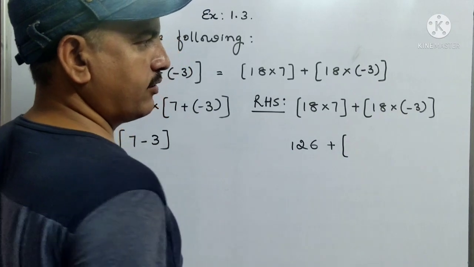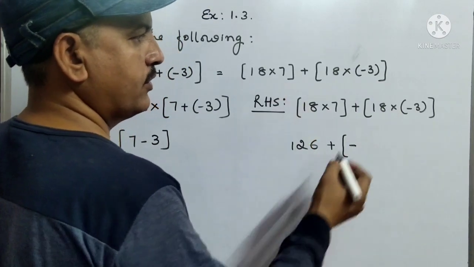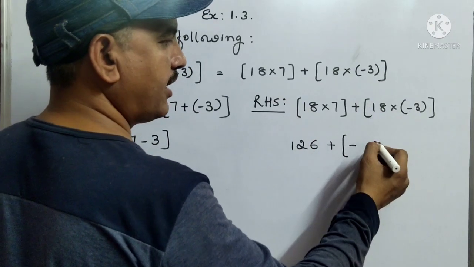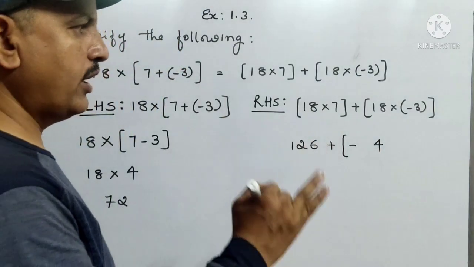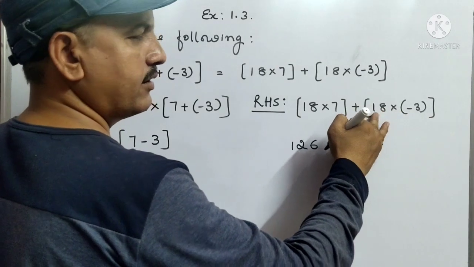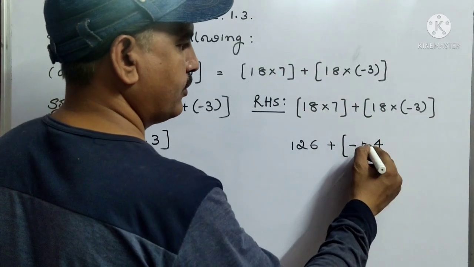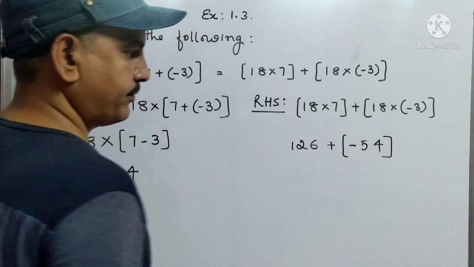Next, plus. Here minus is there, so write minus. So 18 3s are: 3 8s are 24, 2 left. 3 1s are 3, 3 plus 2 is 5. So minus 54.